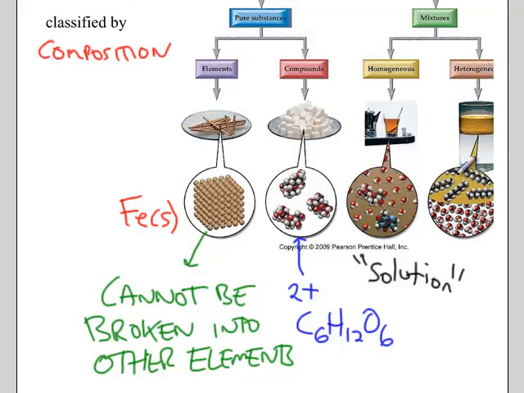And then the last picture is a heterogeneous mixture. It's not uniform. We have one layer on the top, which is oil, and we have a layer on the bottom, which is water. So if you took a sample at the top, you would get almost all oil. If you took a sample on the bottom, it would be almost all water. And if you took a sample in the middle, you'd have a mixture of both. So this is a mixture of oil and water, which is heterogeneous.